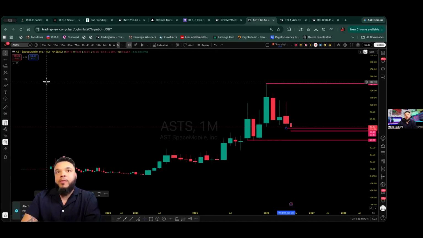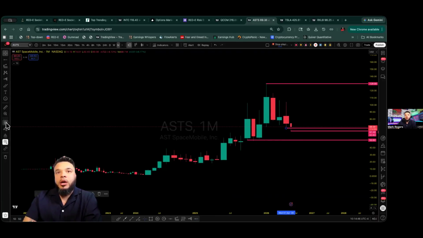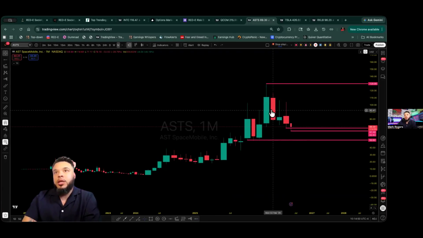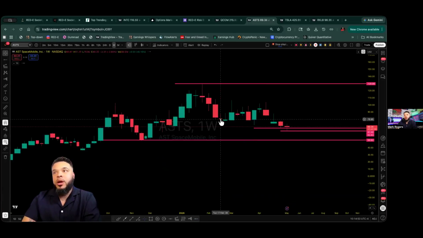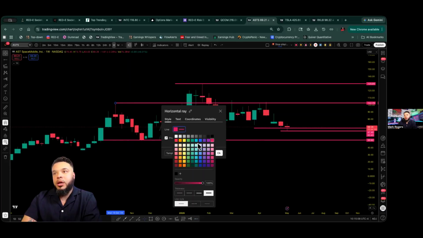Now, instead of me using full lines, I like to use the horizontal ray so I can go on a complete point. And I like to also make sure that my strong magnet is on. Okay, so once I get my monthly, I slide to my weekly, and I'm doing the same exact thing, except I'm not looking for all-time highs. I'm looking for key levels of rejection or consolidation. So here's one, for example, going back to October on ASTS, and I'm looking at that as a key level to the top.